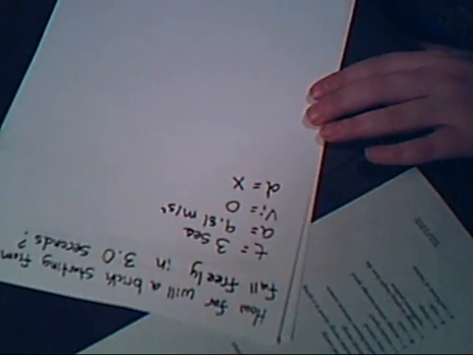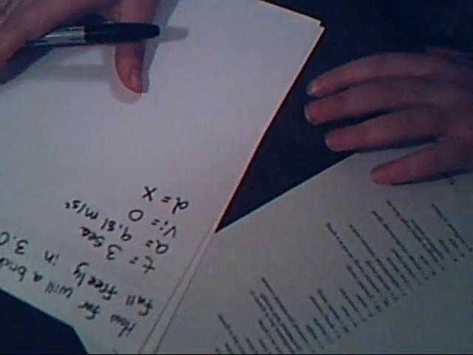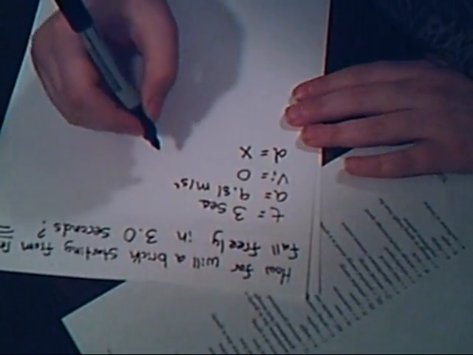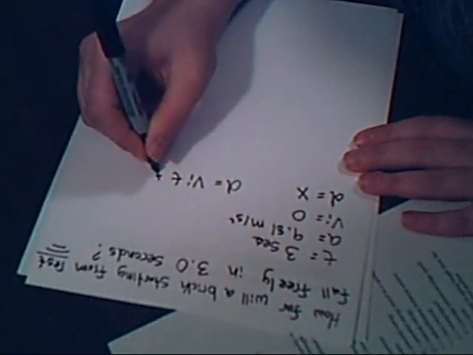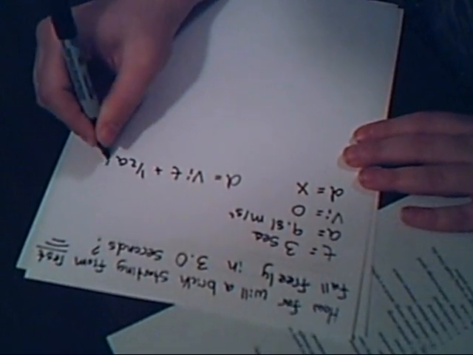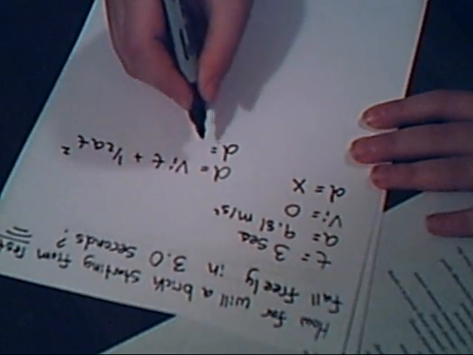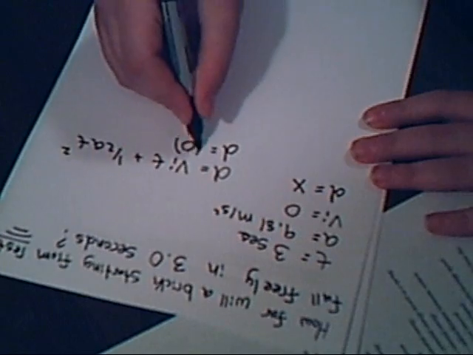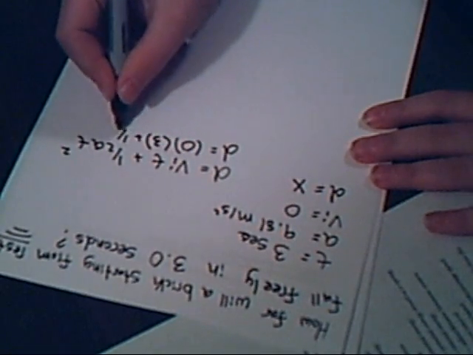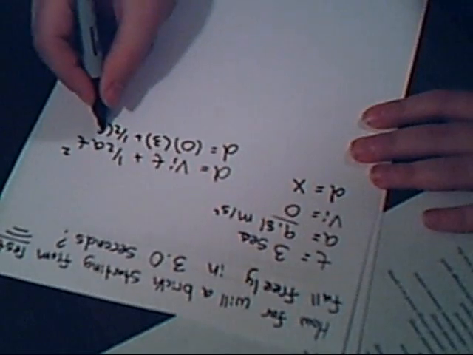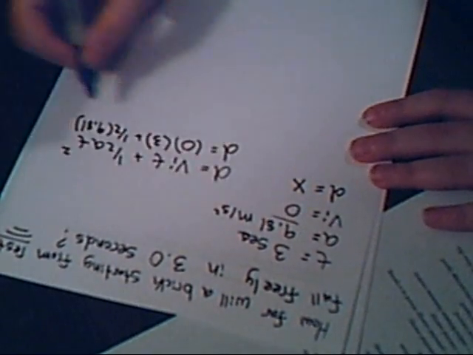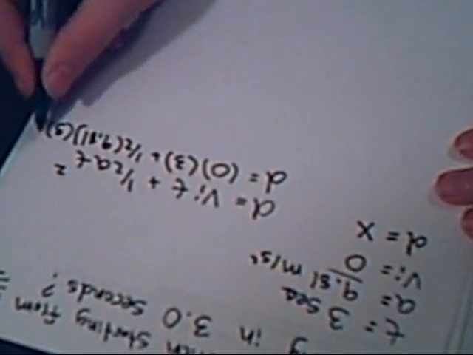To complete this, we are looking for d, which is distance. Distance is our x. Now on the back sheet of the reference table, the formula you would use is distance equals initial velocity times time plus 1/2 acceleration times time squared. So the initial velocity is 0, the time is 3 seconds, plus 1/2 of our acceleration, 9.81, times our time, 3 seconds squared.